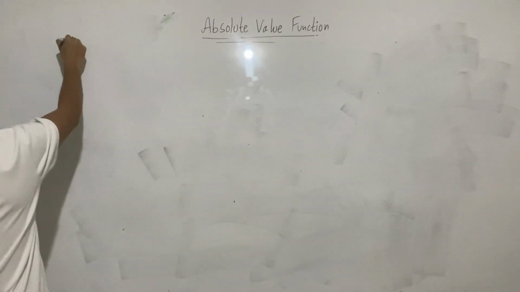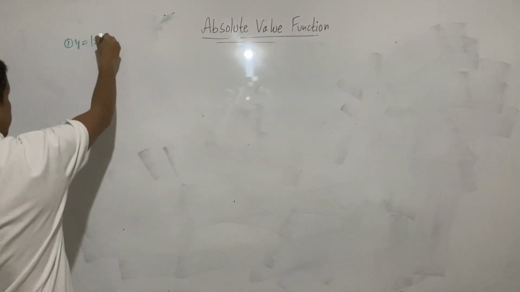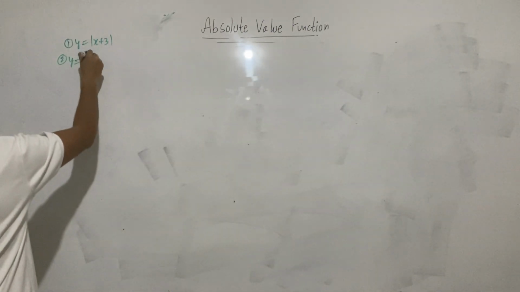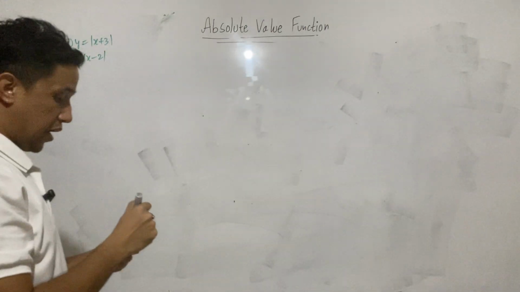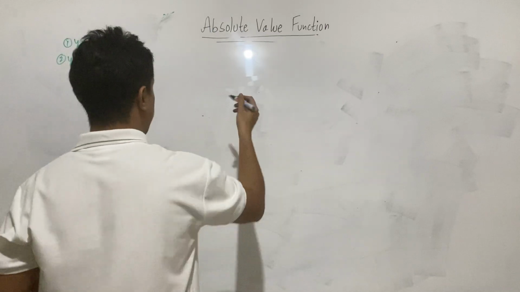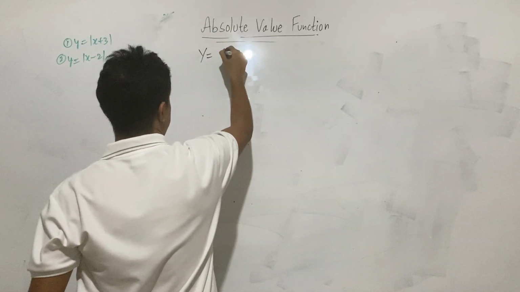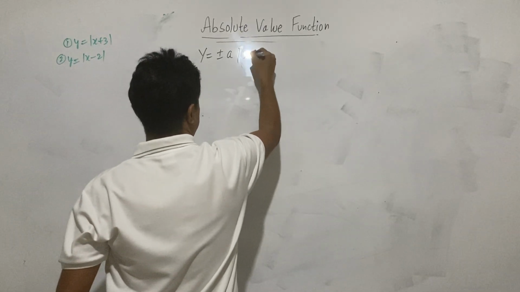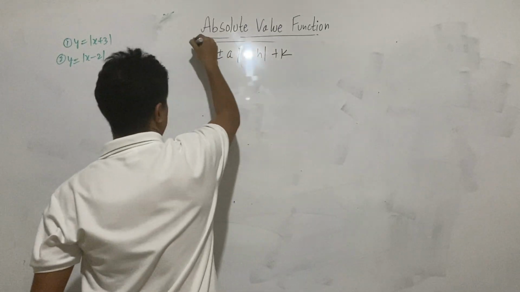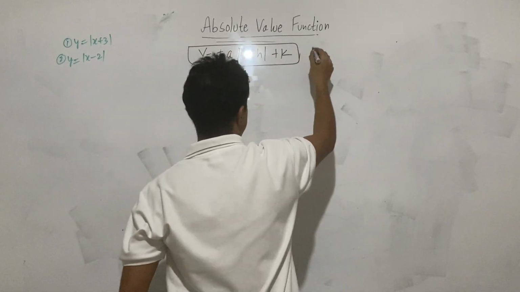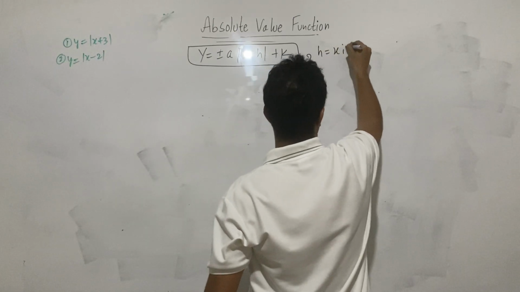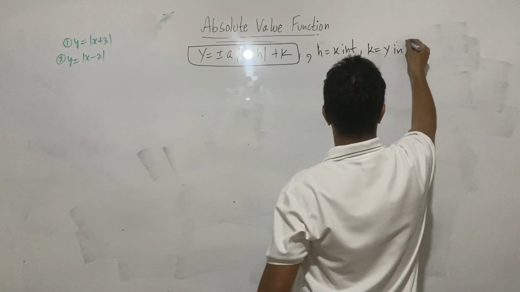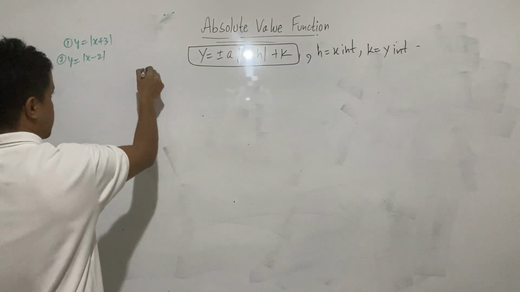So the first one we did was y equals modulus x plus 3. Okay, now let's go to number 2. Number 2, modulus x minus 2. Okay, now here I'm going to write the equation y equals a modulus x minus h plus k. Okay, and here I'm writing h as x intercept and k as y intercept.